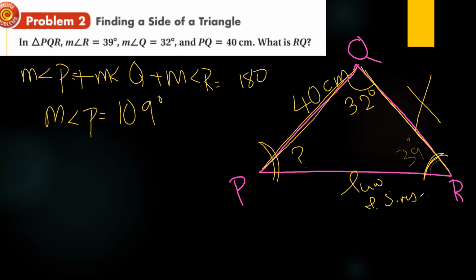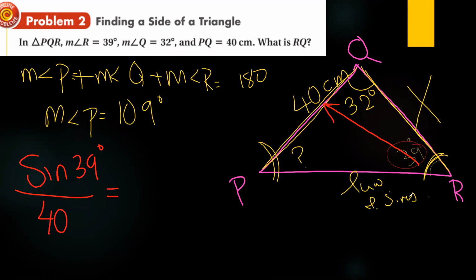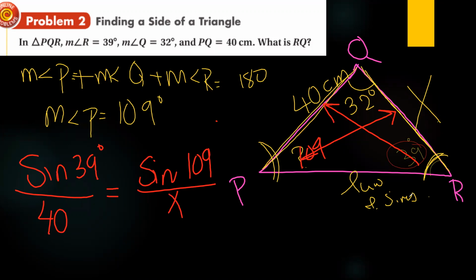So now I need to use the sine. Sine of 39 over its opposite side, 40, must be equal to sine of P, which is 109, over its opposite side, which is x. So sine of 39, we know it. 40, we know it. Sine of 109, we know it. We need to find x. So how do you find x? You multiply 40 times sine 109 over sine of 39. You will find that x will be approximately 60.